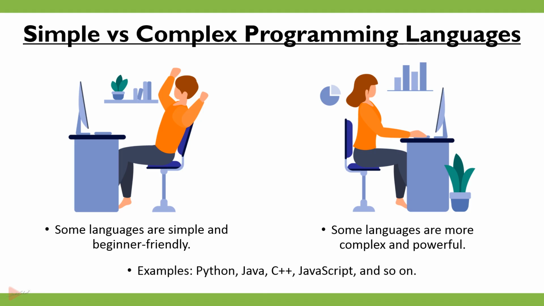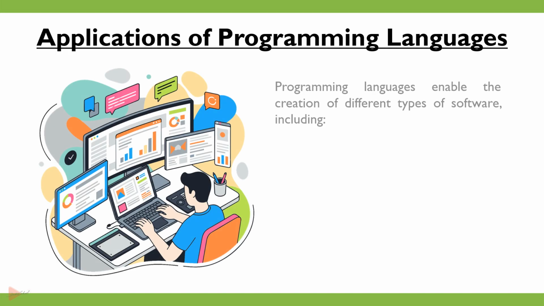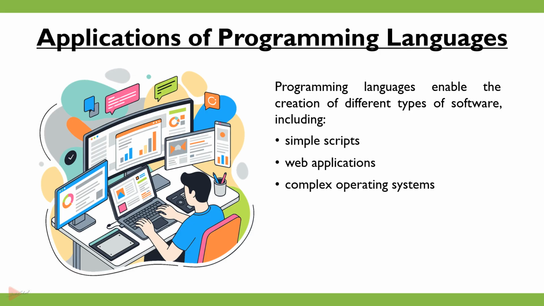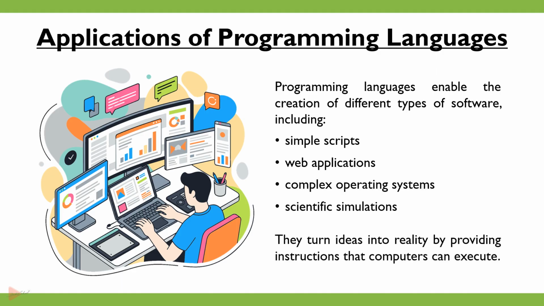Examples of programming languages include Python, Java, C++, and JavaScript, each serving different purposes and application areas. Programming languages enable us to create various kinds of software, from simple scripts and web applications to complex operating systems and scientific simulations. They are the tools that help us turn our ideas into reality by providing instructions that computers can execute to perform specific tasks.